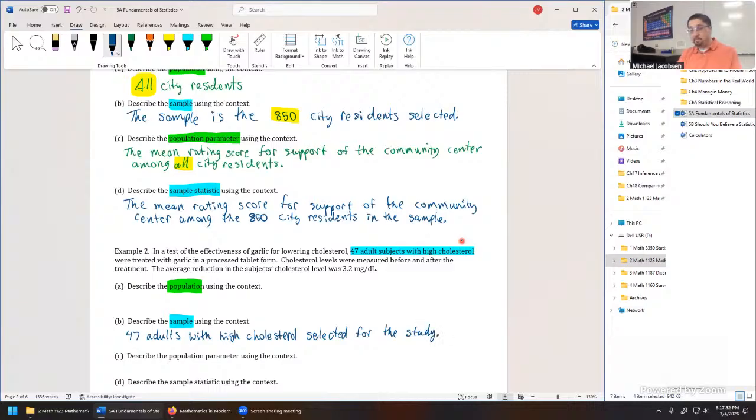Now, once you have the sample written down, it came directly from the population, and this is all you have to say for the population now. The population is not the 47 adults. We're talking about everybody now. So this will be all adults with high cholesterol.